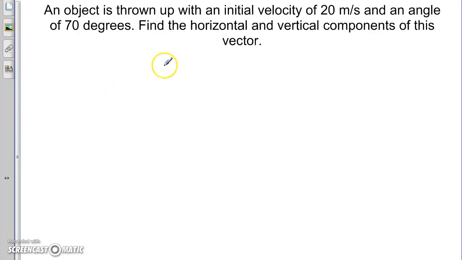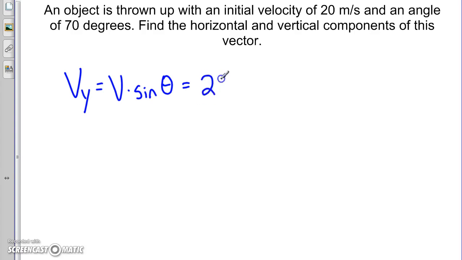All right, so you see here, for example, it says an object is thrown up with an initial velocity of 20 meters per second, at an angle of 70 degrees. Find the horizontal and vertical components of this vector. Let's find the vertical component first, Vy. From the previous equation, Vy is going to be V times the sine of theta. So our velocity was 20 meters per second times the sine of 70 degrees. I just punch in my calculator 20 times the sine of 70. I got 18.79, I'll call it 18.8 meters per second.